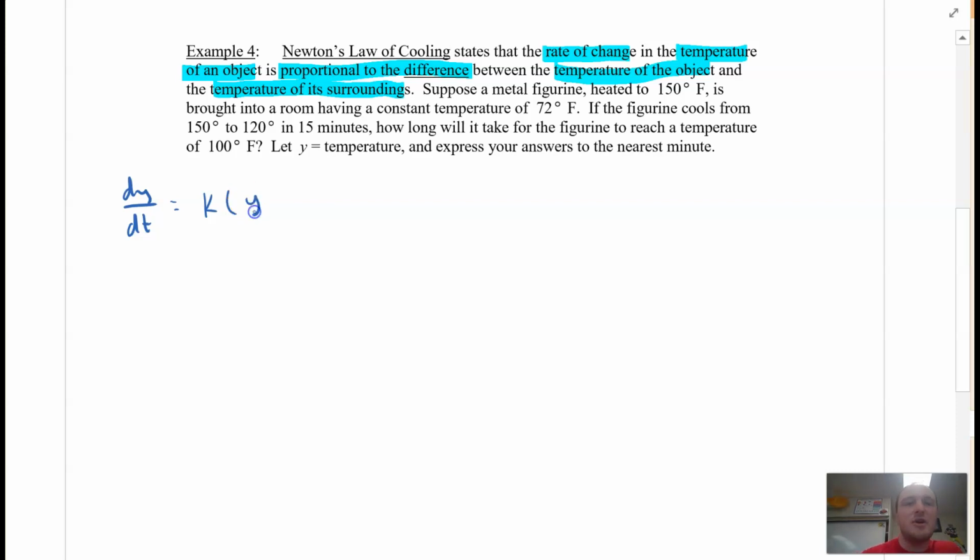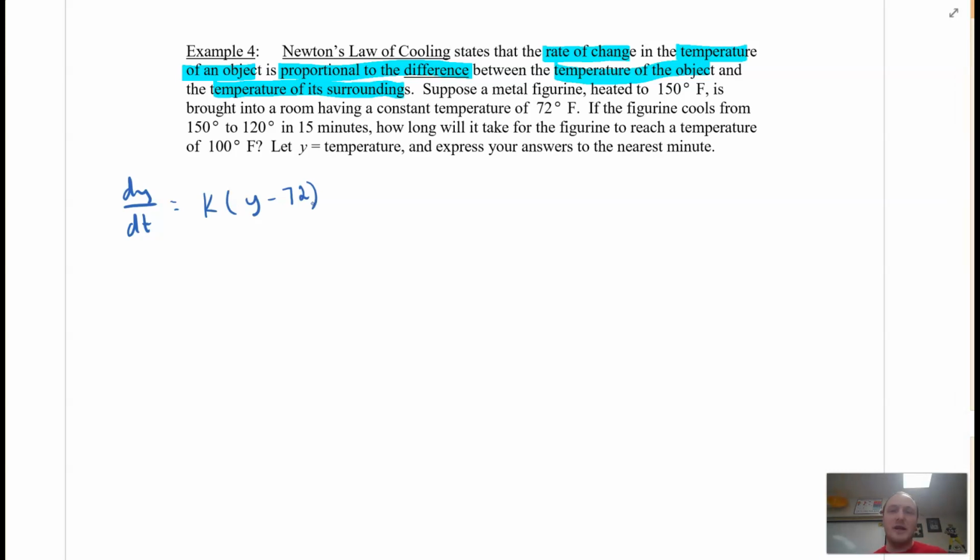So that's going to change, right? If I bring an object into a room, the temperature is going to change, and the temperature of its surroundings, let's assume that stays constant. So I'm going to put 72, and I'll tell you why I'm putting 72 here in a moment. But this equation represents Newton's law of cooling.